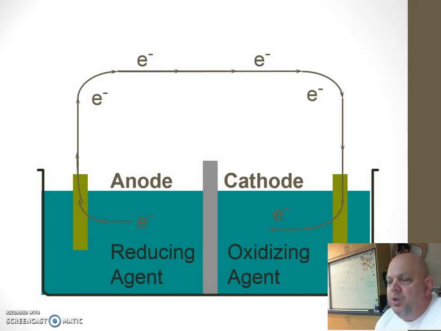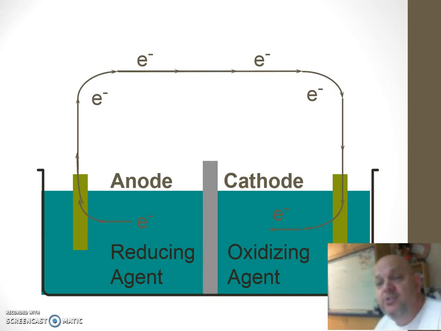Okay, so now here we are. We've got our two beakers basically. We've got a wire there, and here's your reducing agent. Remember, it loses electrons, so it's being oxidized. You can trace the path of the electrons there, and it goes through to the other side. So it goes from the anode to the cathode. When you're trying to identify the anode and cathode on a battery, remember, it's going from the negative to the positive. So the cathode is your positive side of the battery.